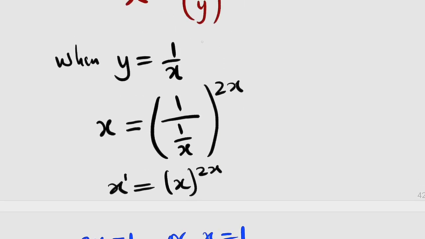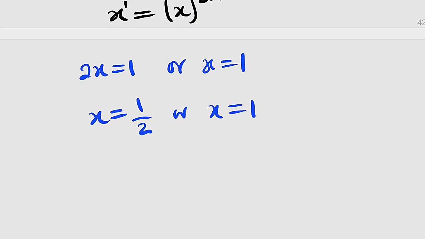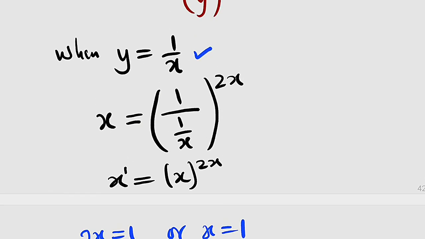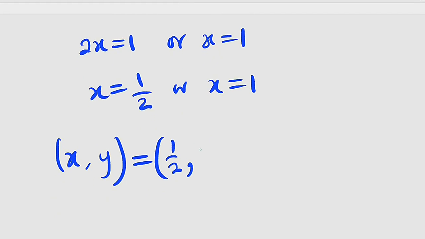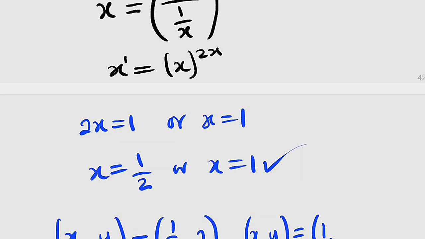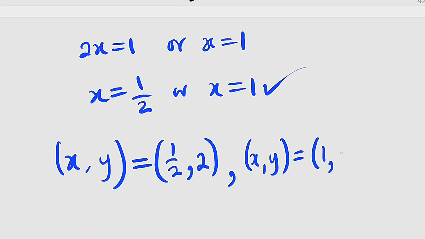Remember that y was 1 divided by x. So we have two combinations here, x and y. When x is 1 divided by 2, remember that y is just the reciprocal of x, 1 divided by x, right? And 1 divided by 1 divided by 2 will give us just 2. And the other one: if you consider x equal to 1, what is y? y will be 1 divided by x, which is 1 divided by 1, also equal to 1. Now we have two solutions.